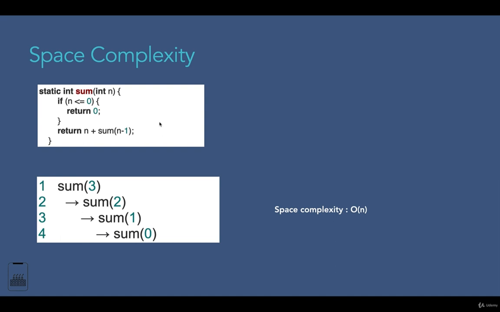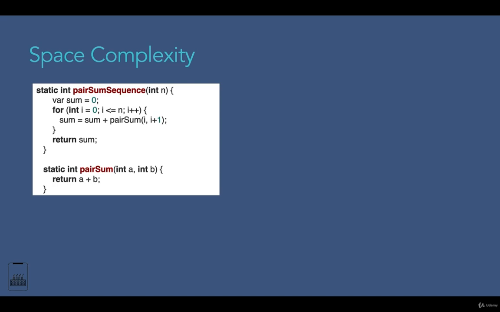On the other hand, there are some cases where n calls do not take O(n) space complexity. It means not all cases of n calls require O(n) space complexity. For example, in this case, we are calling the pair sum function inside the pair sum sequence function n times. But here the space complexity is O(1) because we don't have to remember the previous call to come back to it. That's why in this case, the space complexity will be O(1).